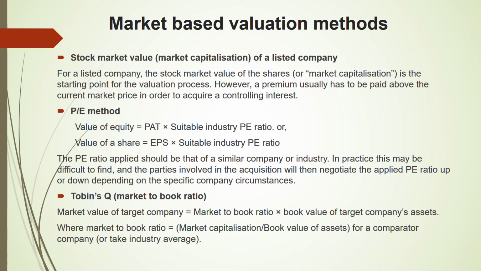Then, market to book ratio is what? Market capitalization divided by book value of asset, right? That's how you find market to book ratio. Or you can take an industry average for that ratio, if you're not given market capitalization or book value of asset, if they have not mentioned anything. For a comparator company, you have to take companies that you can compare with.